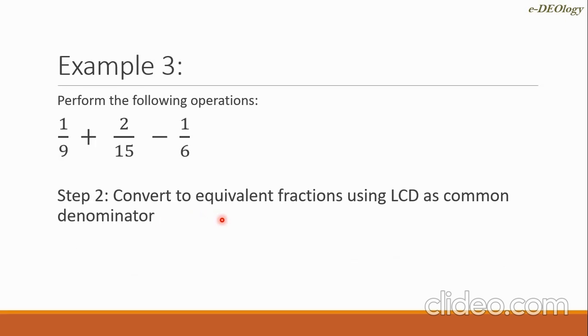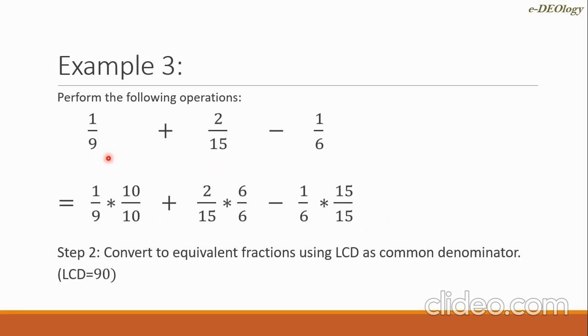Now we're going to convert these fractions into equivalent fractions using the LCD of 90. So the 1 over 9, we multiply this 9 by 10 to get 90. This 15, we will multiply by 6 to get 90. This number 6, we will multiply by 15 to get 90. So the 10 here, there must be a 10 also in the numerator. Here 6 in the denominator, another 6 in the numerator. Here 15, another 15 in the numerator.